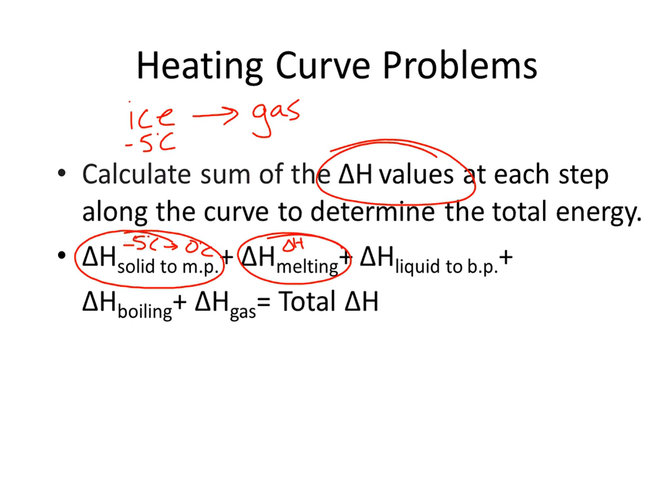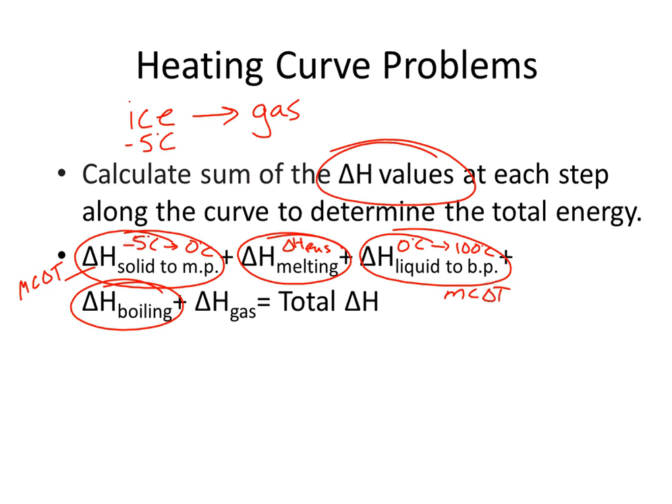Right? Delta H fusion. If I'm going from the liquid to the boiling point, now that I've melted all of my solid and it's a liquid, I need to go to the boiling point, which would be from 0 degrees Celsius to 100 degrees Celsius. Hey, look, I have a temperature change, which means I'm going to use MC delta T. Next step, boiling. Boiling is a phase change. There's no temperature change, but it's a phase change where gases are involved. Therefore, I'm going to use delta H of vaporization for water.